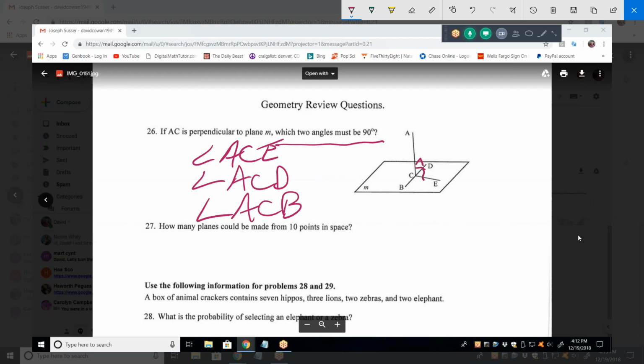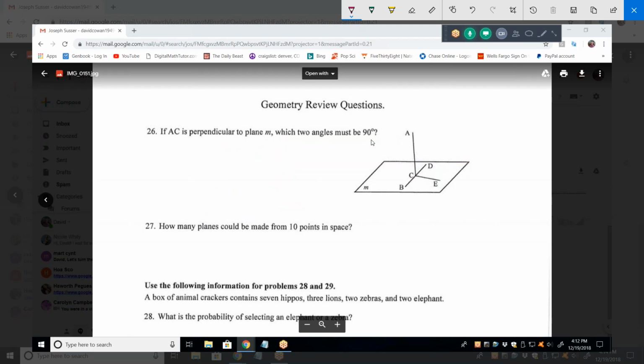In other words, if ACD is 90, so is ACB by definition, almost. And then, of course, it's perpendicular to the whole plane. So it doesn't matter how you drew lines there. You could draw them any which way, and they'd be perpendicular to all of them. So I'm a little curious as to why they said which 2 angles must be 90 degrees. I wonder what their answer is. You suppose it's ACD and ACB? Because clearly ACE is also 90 degrees. Well, maybe they're just... Okay, second one.